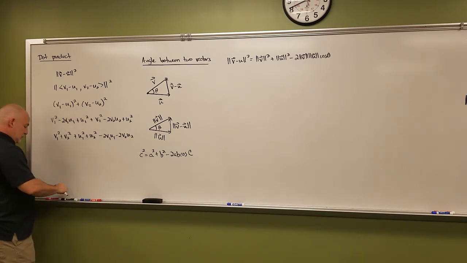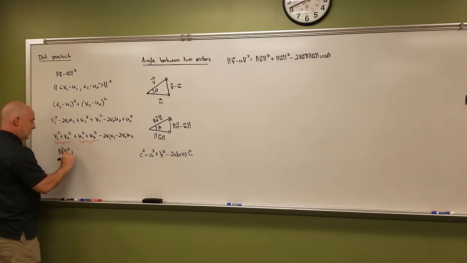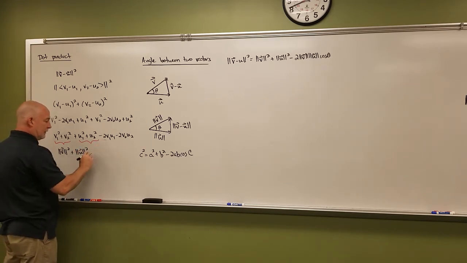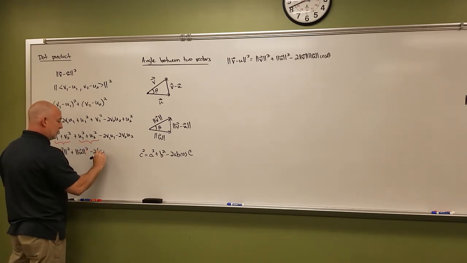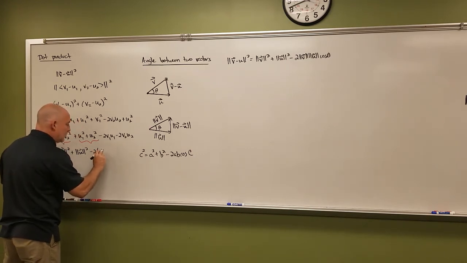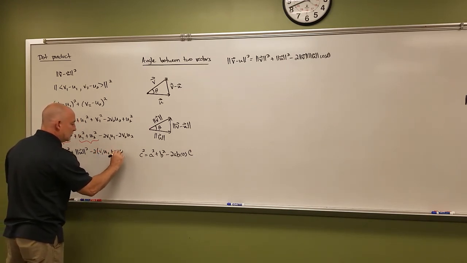All right, now, this works out because of this. These two pieces end up being something nice. This is really just the magnitude of v squared. This piece here is the magnitude of u squared. And if I factor a negative 2 out of these two, I get v1 u1 plus v2 u2.